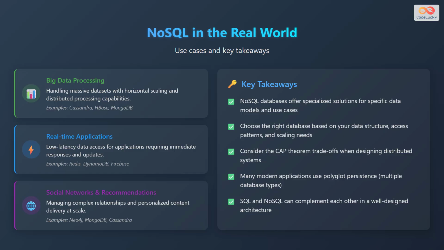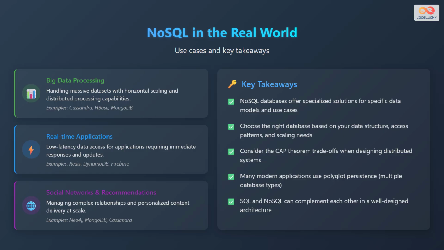NoSQL databases are also used in real-time applications, providing low-latency data access for applications requiring immediate responses and updates. Redis, DynamoDB, and Firebase are used here. Finally, NoSQL databases are used for social networks and recommendations, managing complex relationships, and personalized content delivery at scale. Some examples include Neo4j, MongoDB, and Cassandra.